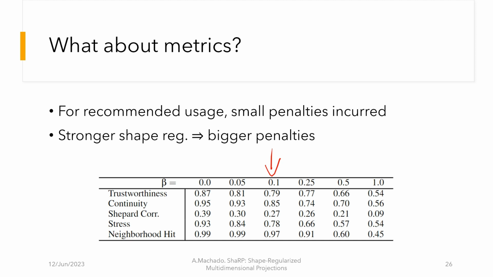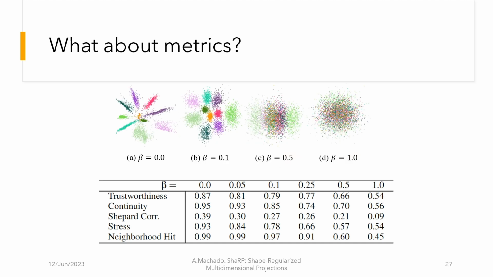And of course, the stronger you make the shape regularization, so if you make beta come closer to 1, you're going to incur bigger penalties in your quality metrics, and that is reflected visually in this type of plot. If you focus on beta equals 1.0 for a moment, you're going to see that this is basically noise, and this is a bad quality projection, so you shouldn't do that. Again, what we recommend is to use beta equals 0.1. This has given us consistently good results as we were experimenting with this work, and you can see here that this looks actually quite nice.